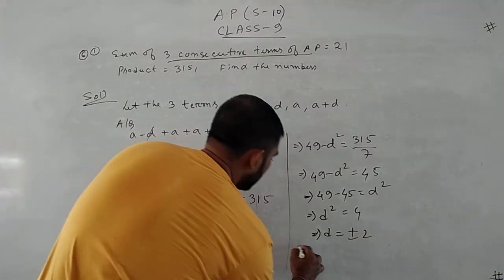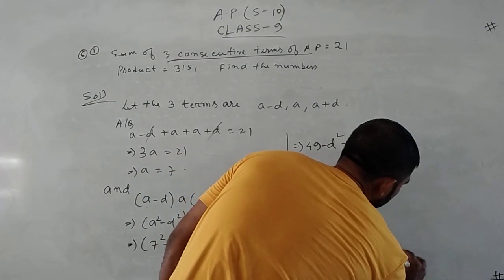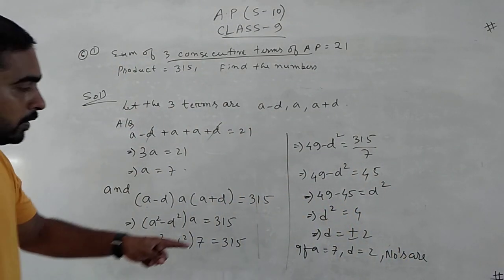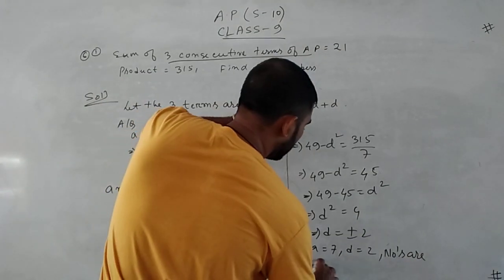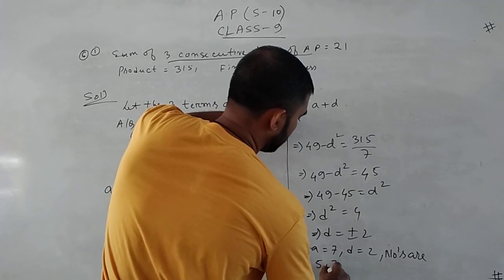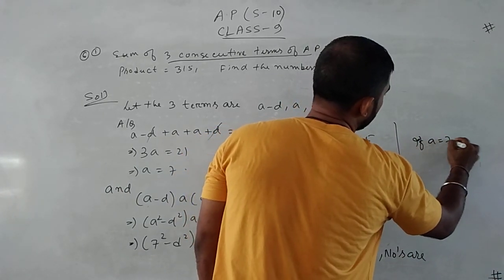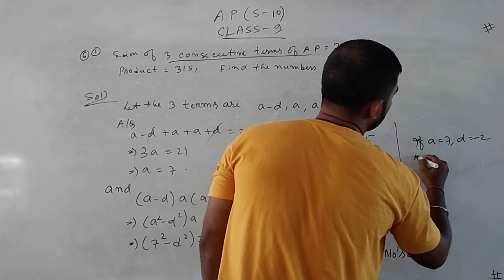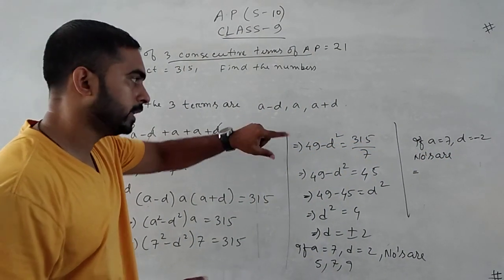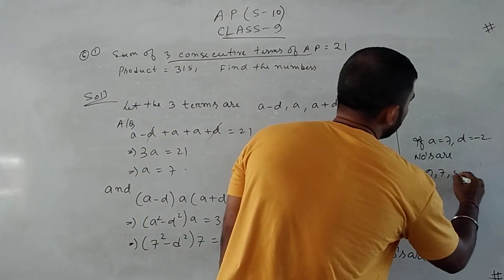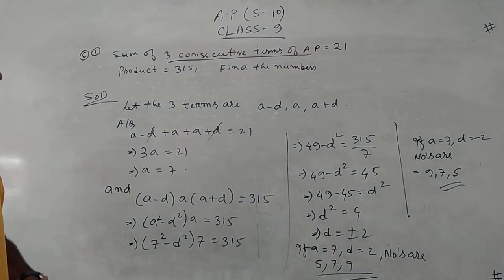Okay, now if a equals 7, d equal to 2, replace the values of a and d here: 7 minus 2 is 5, 7, a plus d is 9. And then if a equal to 7, d equal to minus 2, the numbers are: first one a minus d, 7 minus minus 2 means 9, then 7, then 5. So these are the numbers: 5, 7, 9 and 9, 7, 5.